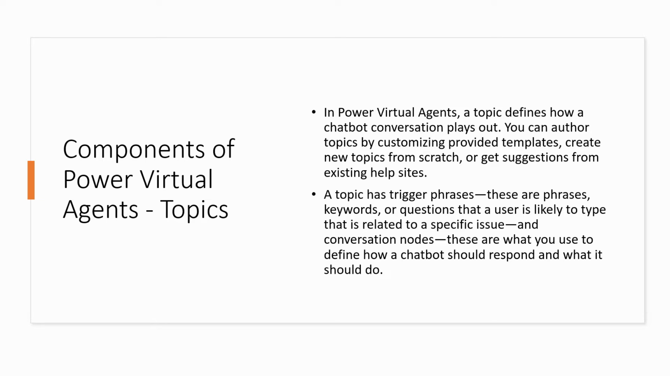Topics define how your chatbot conversation will play out. A topic usually has a trigger phrase. These phrases are keywords or questions that the user is likely to type in when he starts a conversation. For example, where is the party? What is on the menu? How is the climate? How is the weather? These are trigger phrases. Once you have the trigger phrases, then the chatbot can start talking to you.